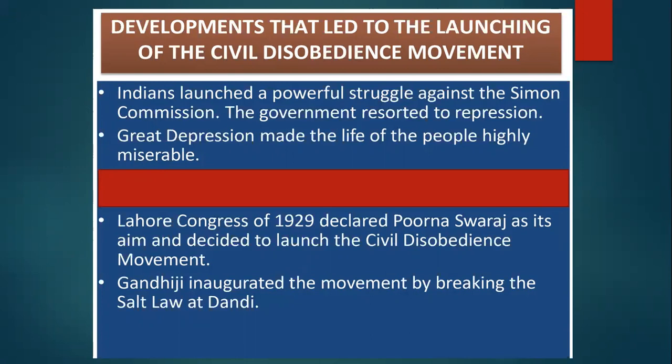In the Great Depression, crop failure was there, people were not having proper work, and those who were going for industrial work were given very low wages, and sometimes they were not even given proper wages, and there was no proper working condition. And in the Lahore Congress of 1929, they declared Purna Swaraj, that means complete independence, and they decided to launch the civil disobedience movement. And this movement was inaugurated by Gandhiji by breaking the salt law at Dandi.